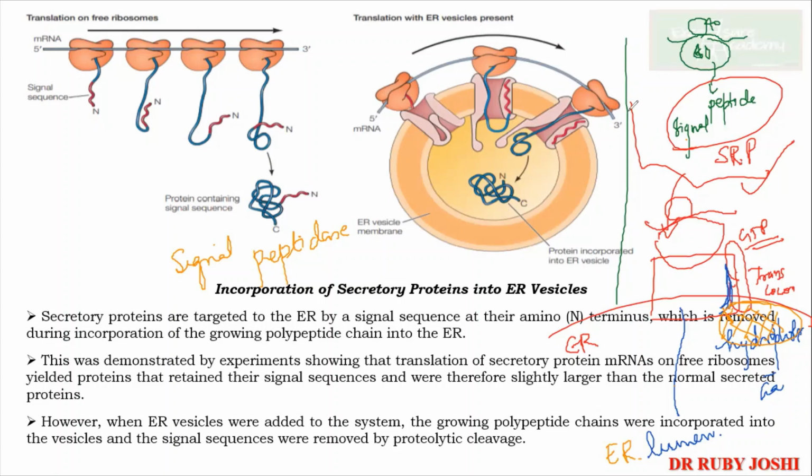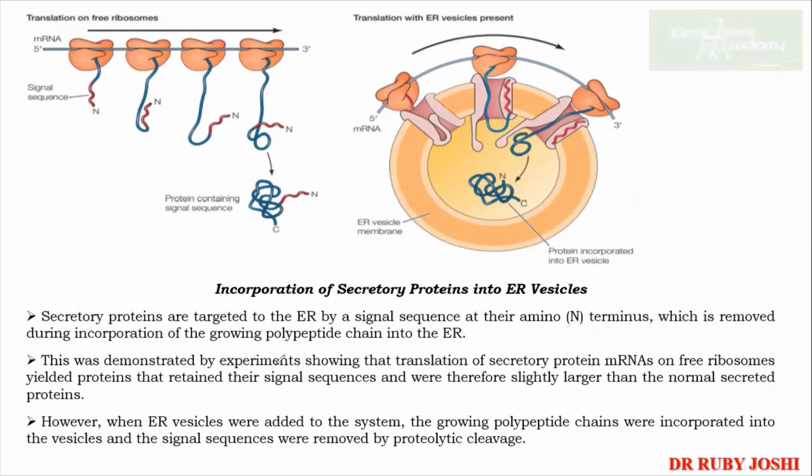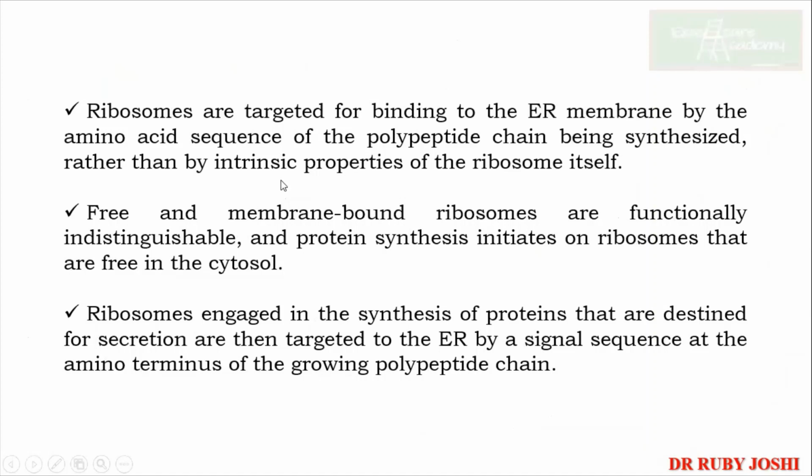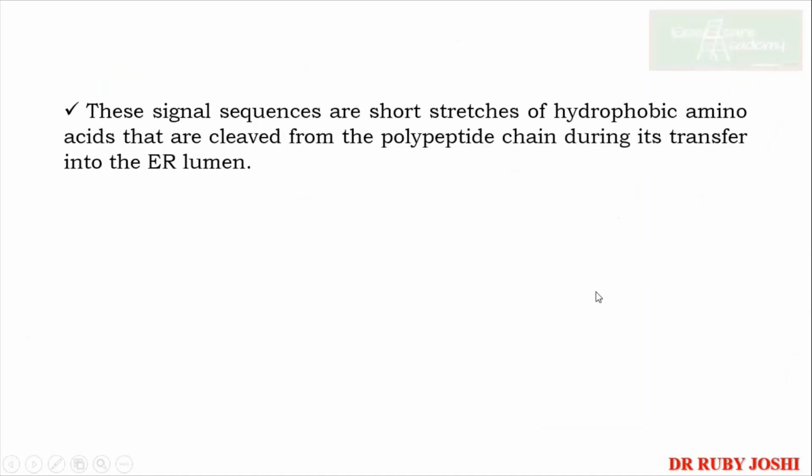Okay. So now coming to the incorporation of your secretory proteins into the ER vesicles. What did we just see? You can go through it also, there is not much more mentioned. It is the same as what we just discussed in the animation. Here we have talked about how the ribosomes are targeted over there. The ER signal sequence is present, and the signal sequences are nothing but hydrophobic amino acids.